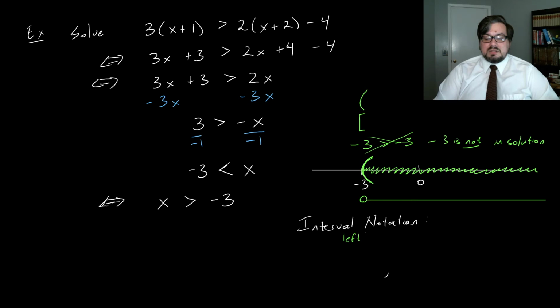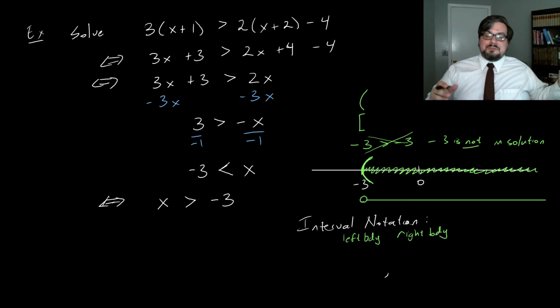I ask, what's the left boundary and what's the right boundary? What's the limit on how far to the left x can be? What's the limit on how small x can be to be a solution here? And what's the limit on how big x can be to be a solution here? Well, as long as you've graphed out the solution on a number line, this is fairly straightforward.